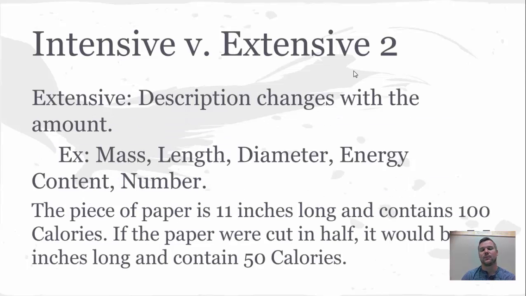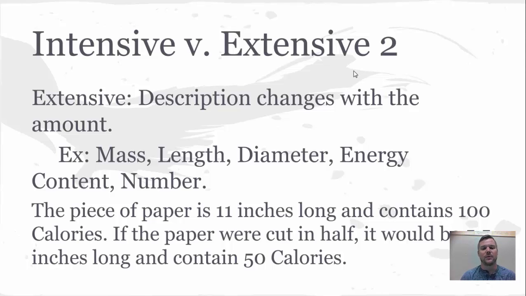Extensive, on the other hand, will change based on the sample size. So mass, length, diameter, energy content, the number will change. If I have a single piece of paper, but if I have a whole paper box, I have however many reams, I think there's 500 sheets of paper in a ream, so I have way more sheets of paper, and it's also going to weigh more because I have a larger sample size.